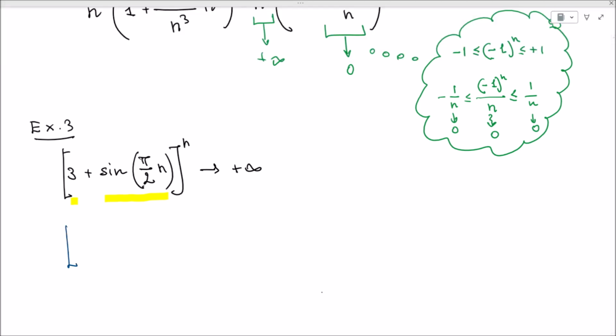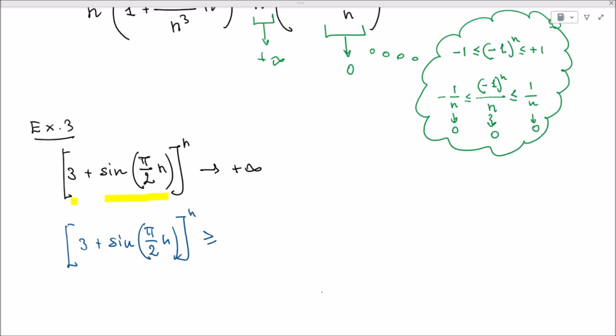We can say that this is 3 plus... somehow we can reuse the squeeze theorem. We can say that 3 plus sine of pi over 2 times n, all raised to the n, we would like to prove that this is larger than or equal to something that will go to plus infinity, and then by the squeeze theorem we will prove the statement. So how can we make something which is smaller than this?